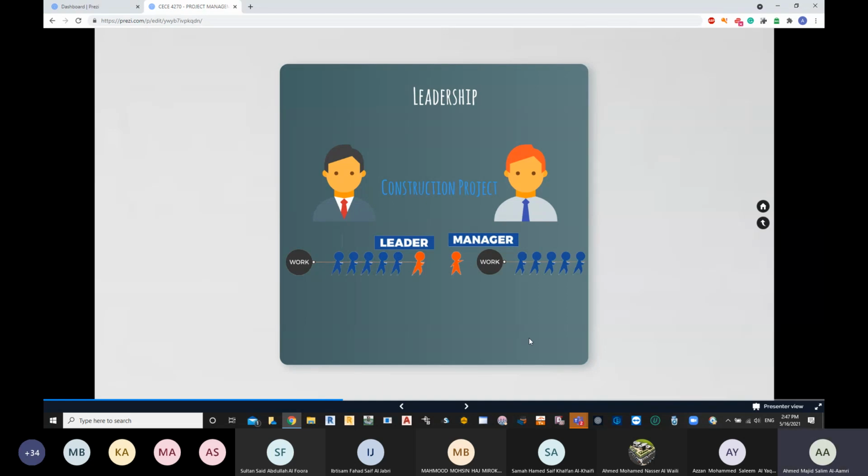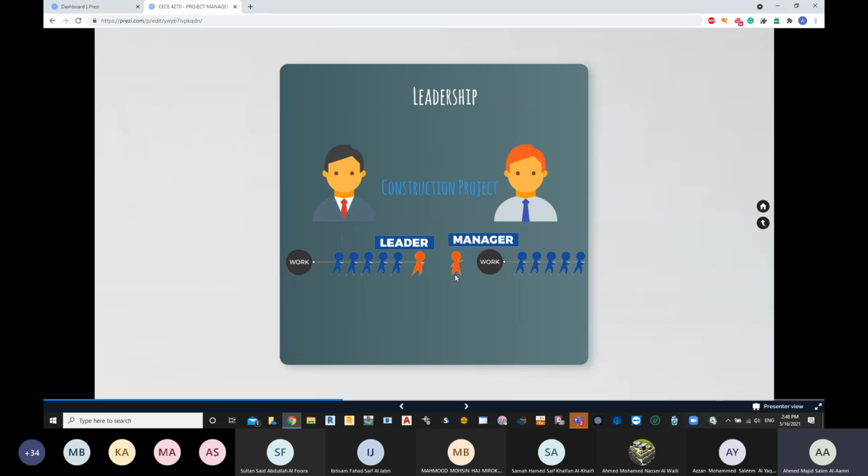Okay, so once again, a leader is a person who is going to join with his colleagues. Now you can see that this particular person is pulling the rope with his team members. This other person is ordering them to pull.